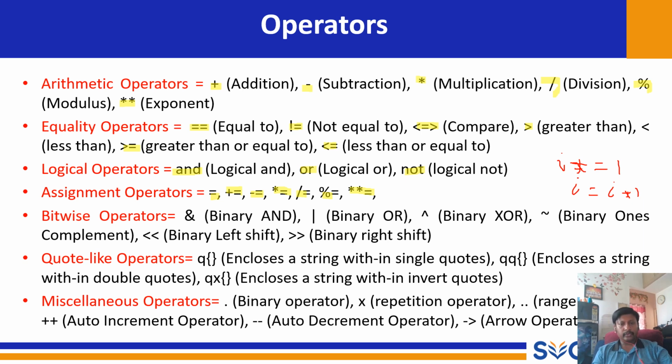And similarly, QX, curly parenthesis open and close. This is a third quote-like operator. Generally, it encloses a string with inverted quotes. And now we come across the last type of operator called miscellaneous operators. In miscellaneous operators, dot refers to the binary operator, X refers to the repetition operator, double dot refers to the range operator, plus plus for auto increment, minus minus for auto decrement, and hyphen greater for arrow operator. This arrow operator is generally present in hash data type.